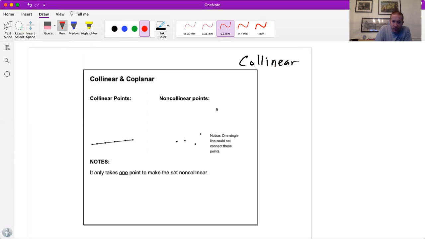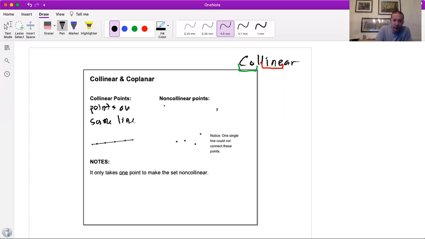You can see right here it has the word line in it, and the word co means like with or together, and line means on a line. So collinear points are points that are all on the same line. That's just the word collinear means on the same line, period.